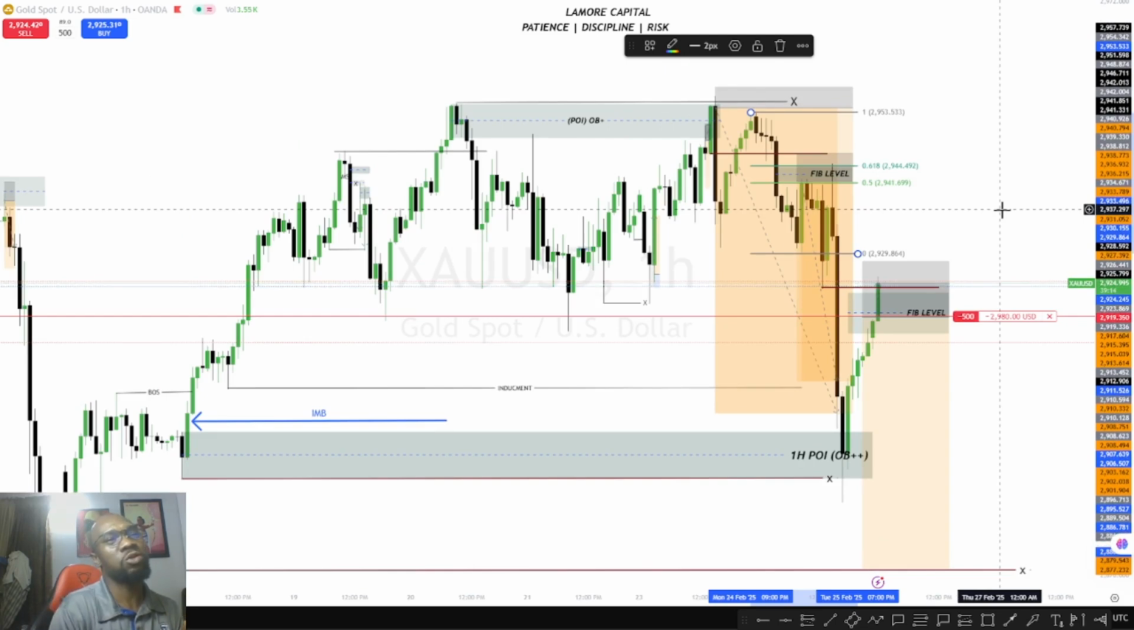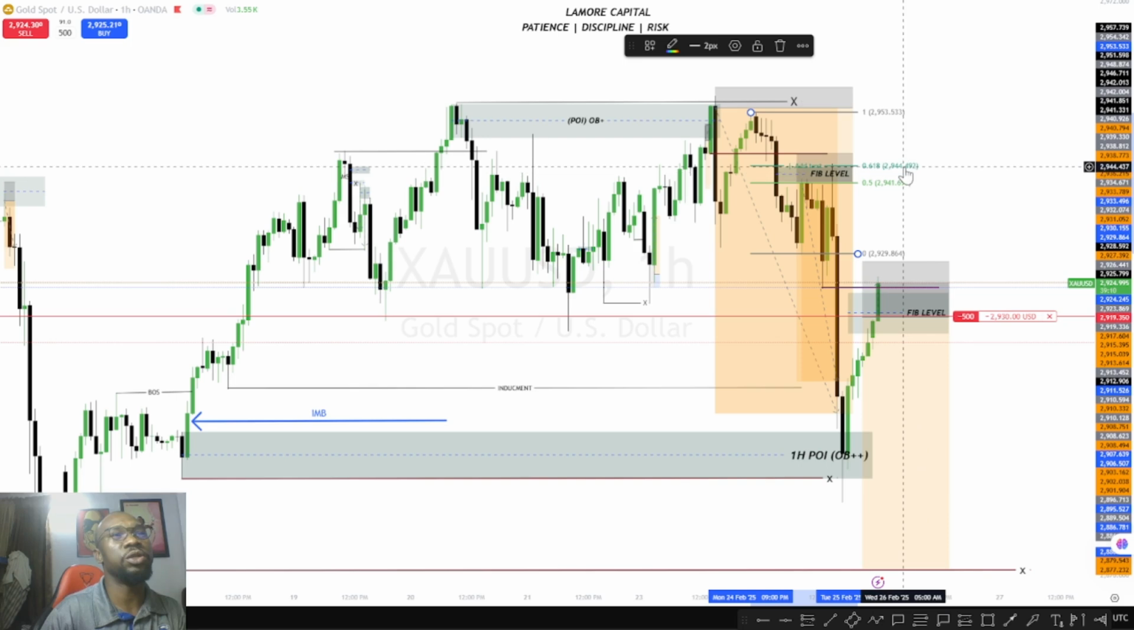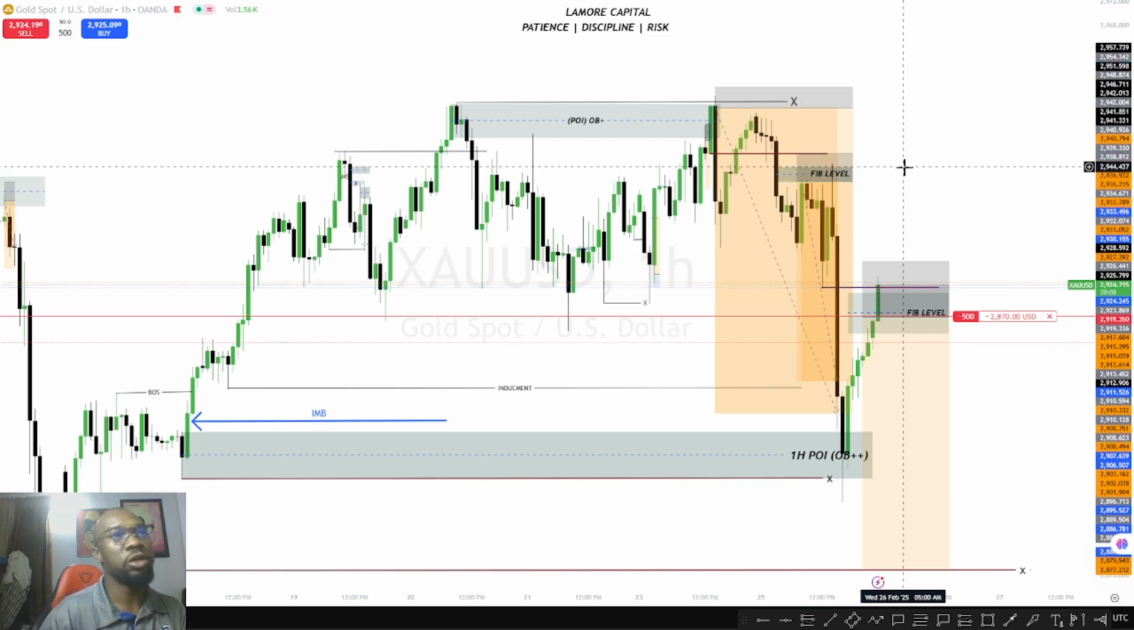So this is how I caught my sweet entry on gold, and I'm going to be rallying the third trade on gold with this Fib level also.